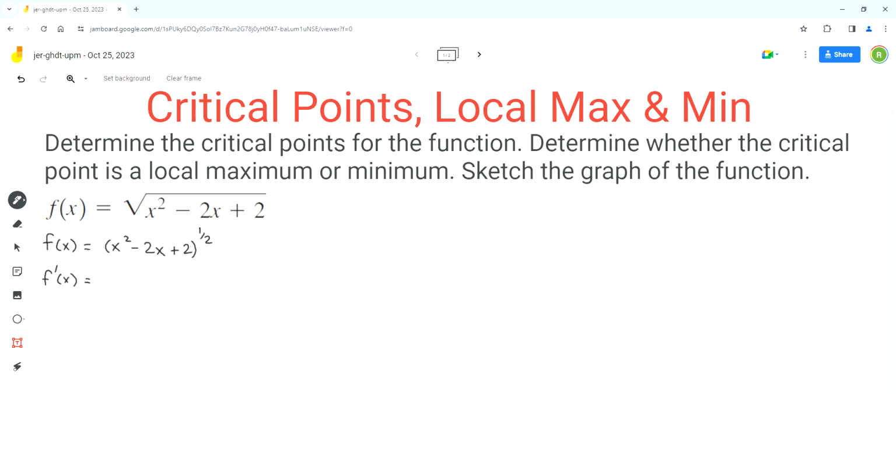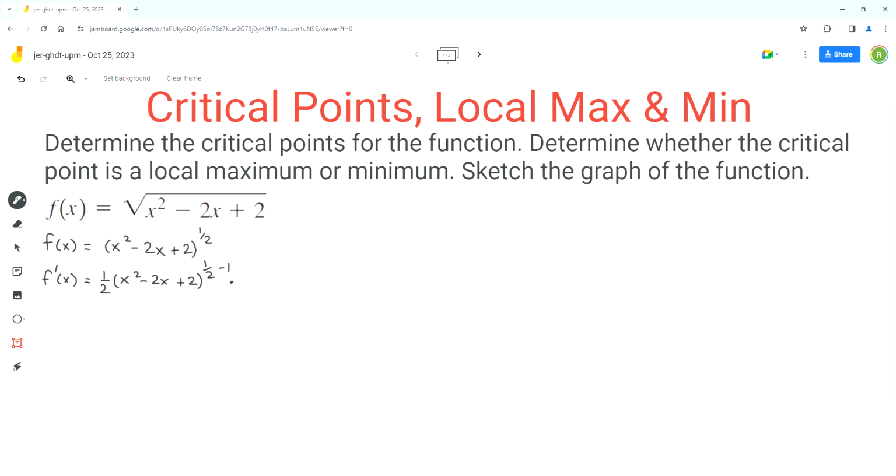So for the outer function, we'll have to use the power rule. So we move the exponent to the front of the term, and then x squared minus 2x plus 2, and then we subtract 1 from it, times the derivative of the inner function. So the inner function is x squared minus 2x plus 2.